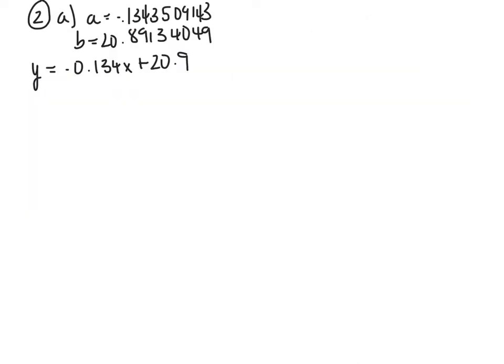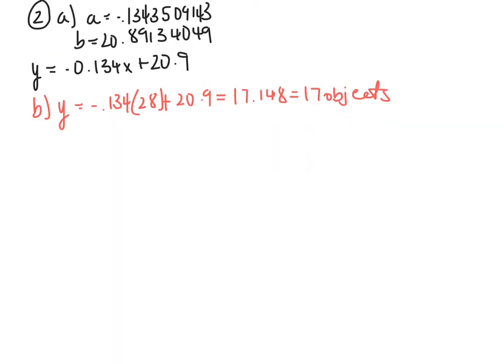Part A, for number 2, asks you to find a linear regression. So again, you plug in the age, your x coordinates, in for list 1 and the number of objects remembered, your y coordinates, in for list 2, and find your linear regression, and you end up with y equals negative 0.134x plus 20.9. For part B, they want you to figure out the estimate of the number of objects remembered by someone who is aged 28 years, which is your x coordinate. So plug it in for x, you get 17.148. Since objects are discrete, you would say 17 objects.